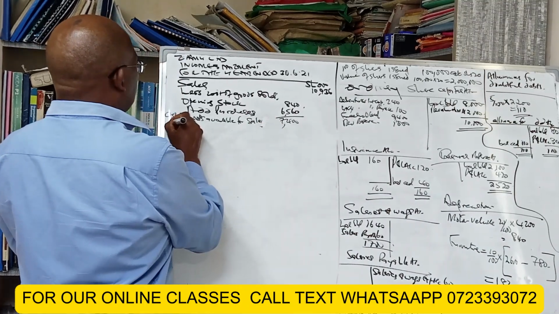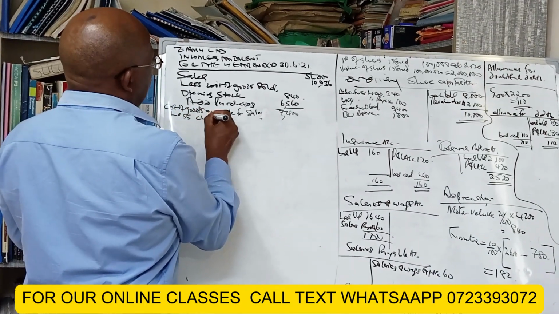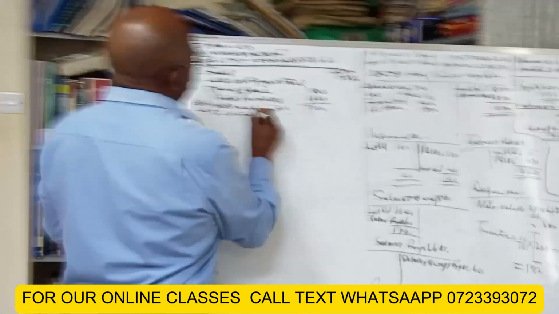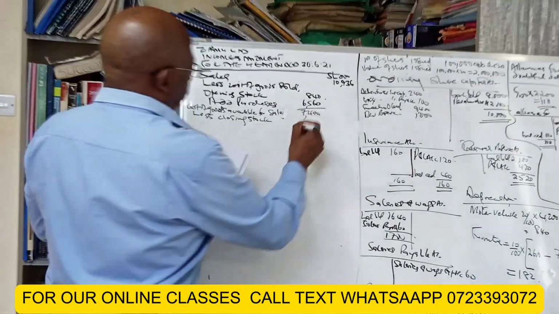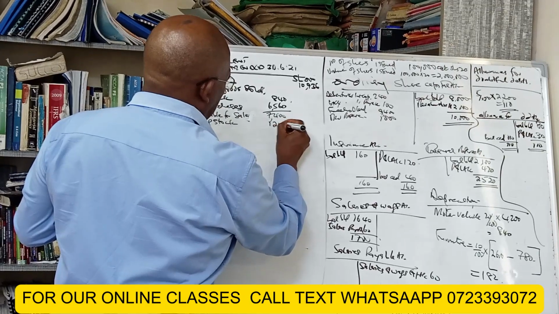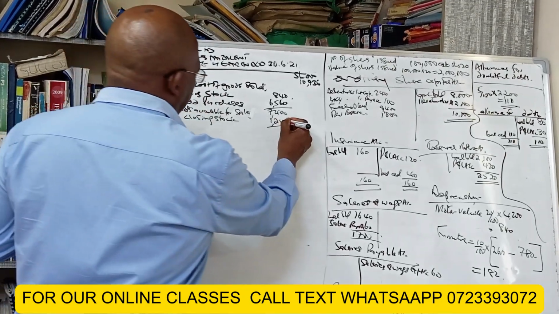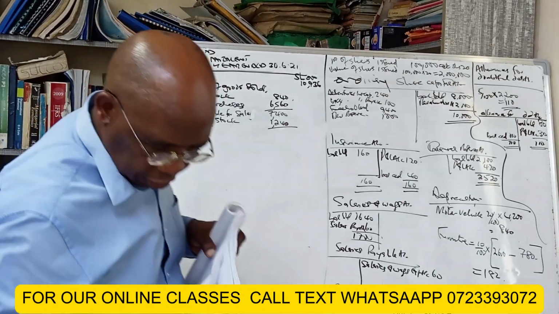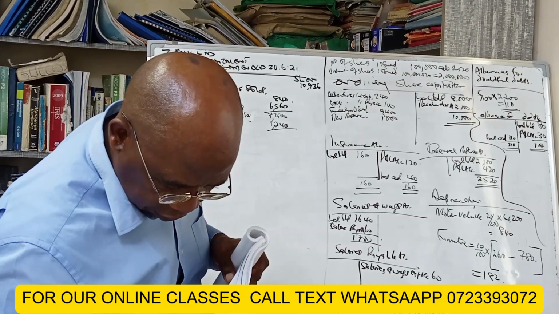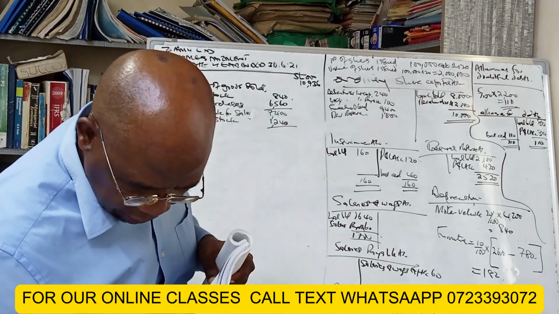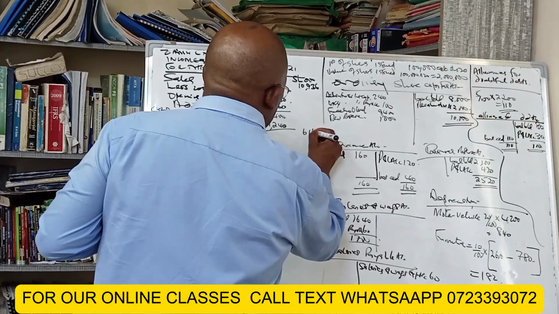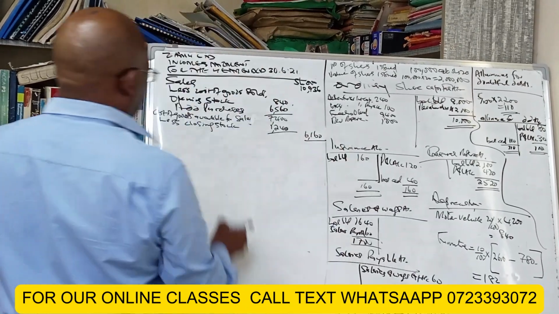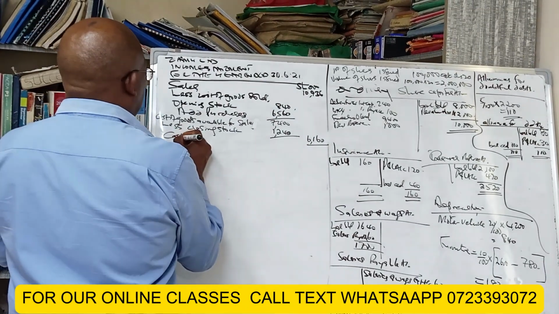So we less closing stock, additional information number 1, which is 1240. 7,400 minus 1240, we get a figure of 6160. And that has become the cost of goods sold.